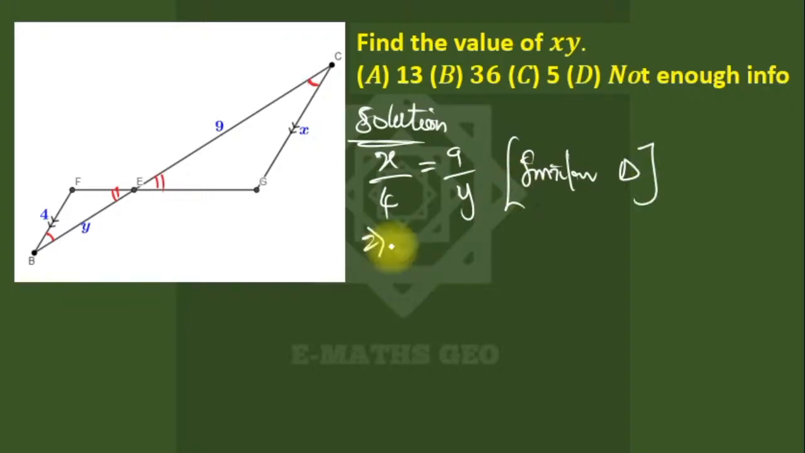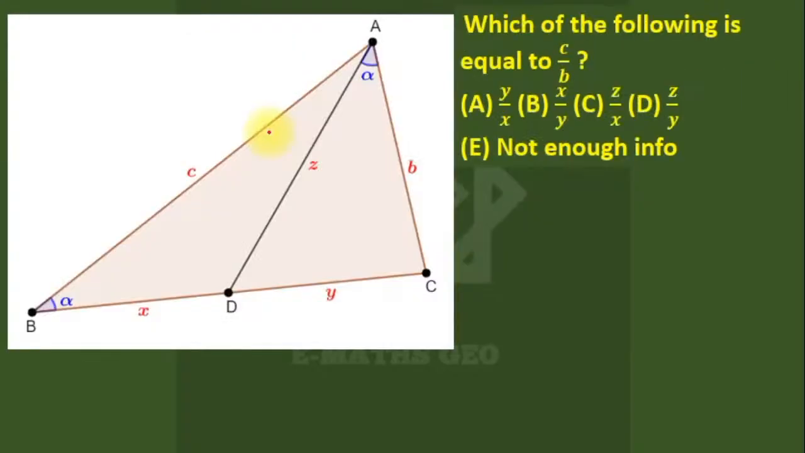So which implies that xy is 36. So the answer is option B. Which of the following is equal to C over B?